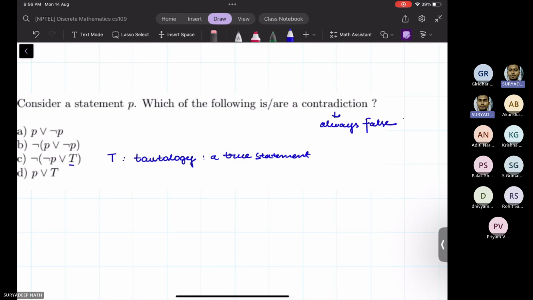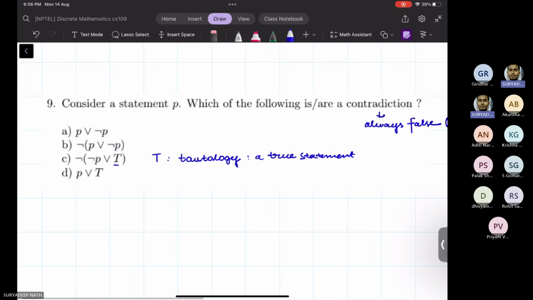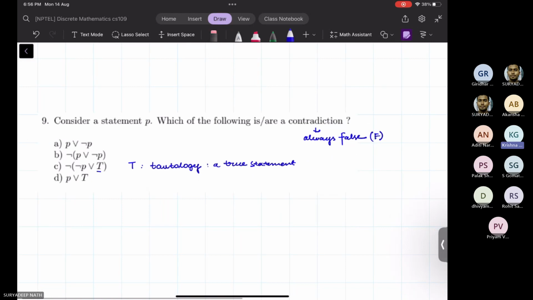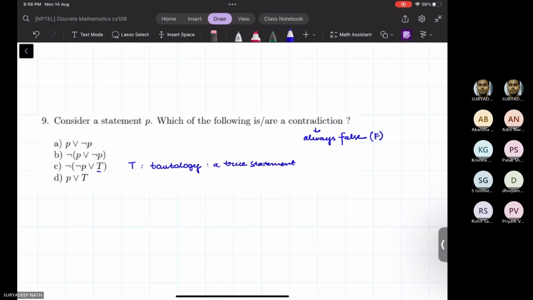So it is denoted by F sometimes. So can anyone tell me which of them is always false? Option B, sir. I think C. You think B and C, and Krishna said option D. So let us check. Yes, sir. Both B and C. Okay, so can you explain why?